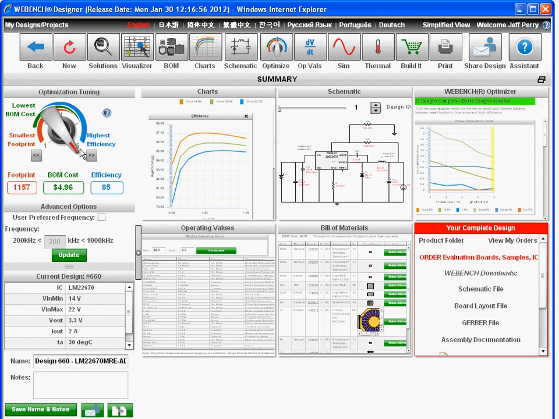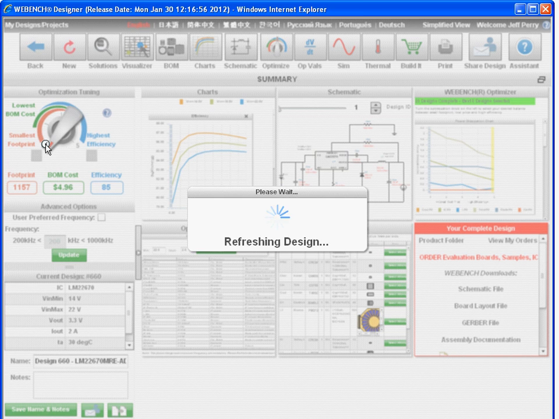I clicked on the optimization knob, and WEBENCH went off and optimized this design. So now I see that my efficiency has gone from 79% up to 85%. My cost has increased a little bit though. I've gone from $3.40 to almost $5, and the footprint has gone from 454 square millimeters to over 1,100 square millimeters. Let's target small footprint next.